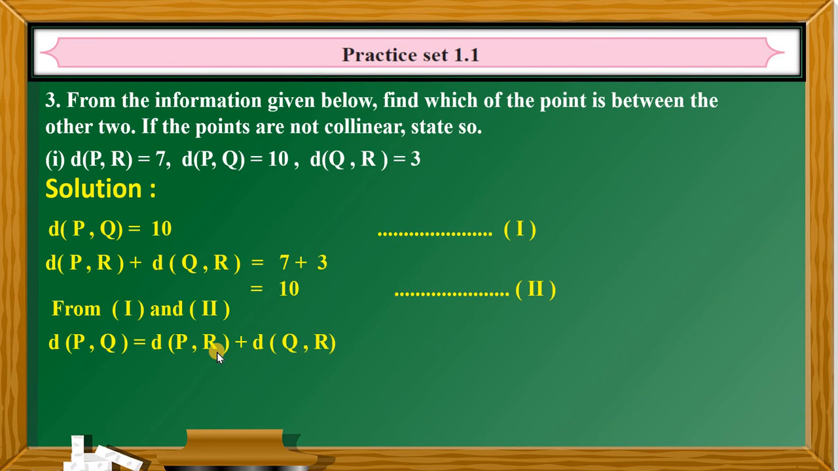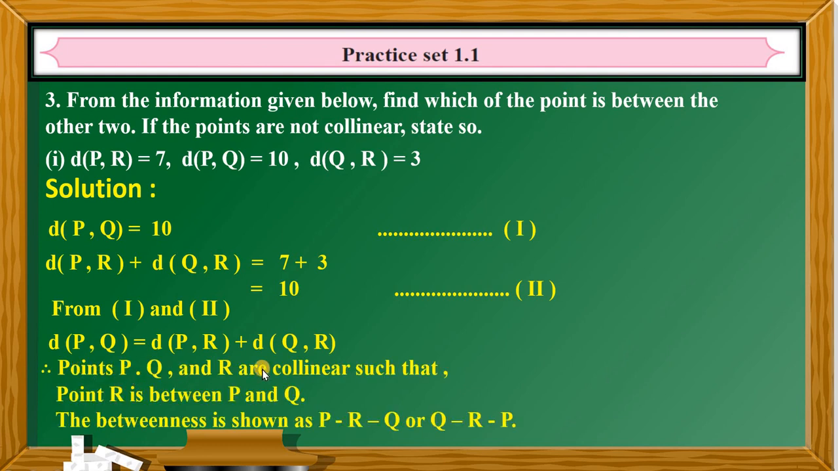But which point will lie between the other two? It is this point. Wherever you are adding, the point that is common will lie between the other two. Okay, so we write the statement like this: Points P, Q and R are collinear such that point R is between P and Q. The betweenness is shown as P-R-Q, or Q-R-P.